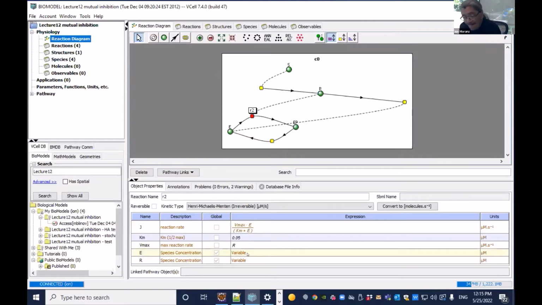So any guesses what will happen in this model if we run a simulation? What would be the behavior of this model? Anybody? Someone says okay, it would be dependent on the initial conditions.